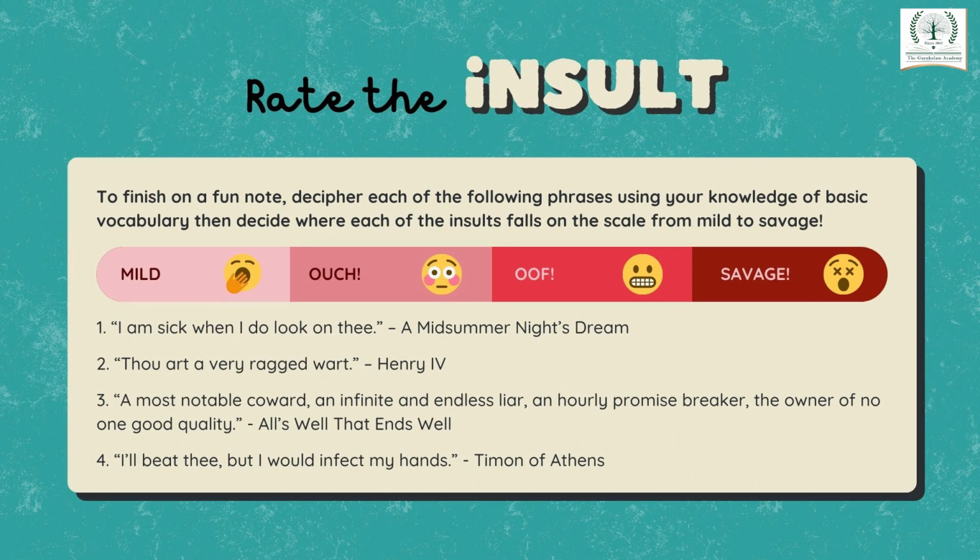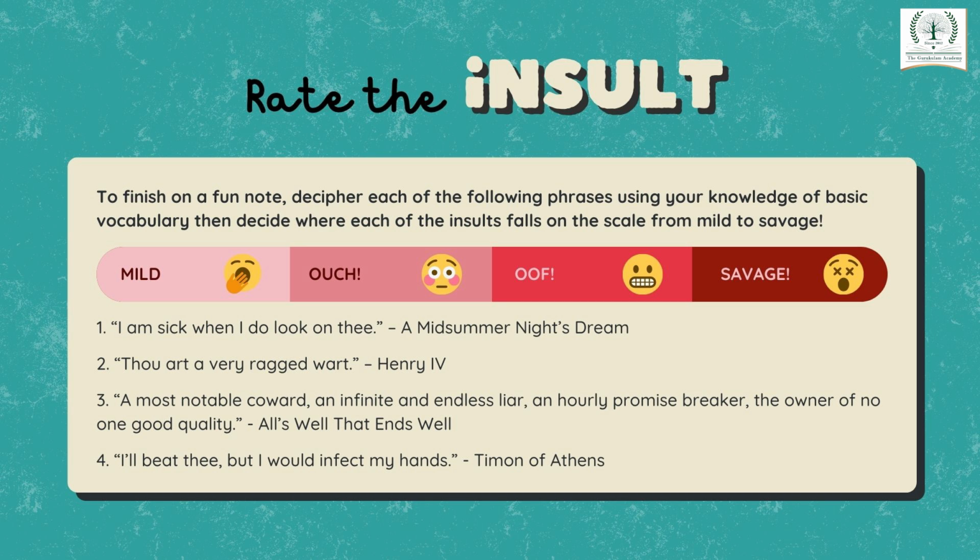Rate the insult. To finish on one note, decipher each of the following phrases using your knowledge of basic vocabulary, then decide where each of the insults falls on the scale from mild to savage. 1. I am sick when I do look on thee, A Midsummer Night's Dream. 2. Thou art a weary rogue, what? Henry IV. 3. A most notable coward, an infinite and endless liar, an hourly promise breaker, the owner of no one good quality. All's Well That Ends Well.